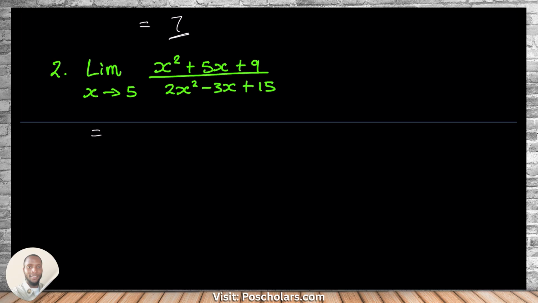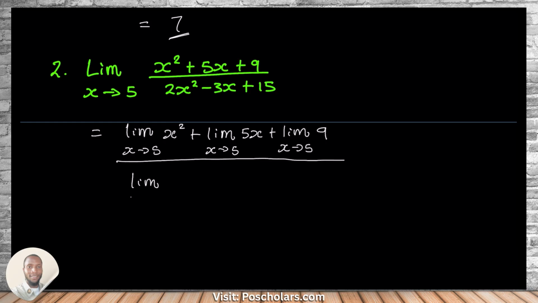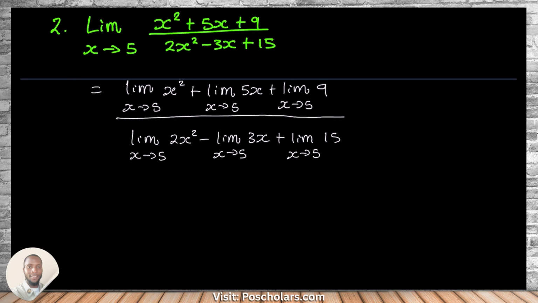So for the numerator, we have limit as x tends to 5 of x squared, then plus limit, we are working with the numerator now, as x tends to 5 again, of the function 5x, then plus limit as x tends to 5 for the constant 9, over limit as x tends to 5 for the function 2x squared, minus limit as x tends to 5 for the function 3x, then plus limit as x tends to 5 for the constant 15. So there's no issue here. So now you plug in the value.